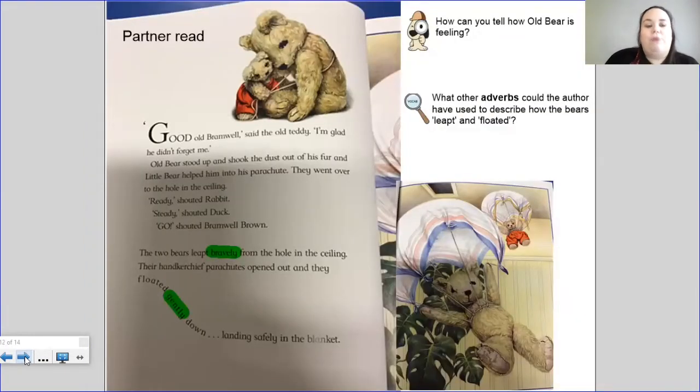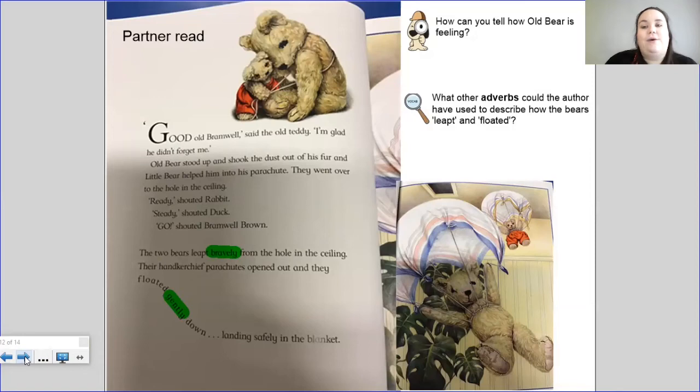Good old Bramwell, said the old teddy. I'm glad he didn't forget me. Old Bear stood up and shook the dust off his fur, and Little Bear helped him into his parachute. They went over to the hole in the ceiling. Ready, shouted Rabbit. Steady, shouted Duck. Go, shouted Bramwell Brown. The two bears leapt bravely from the hole in the ceiling. Their handkerchief parachutes opened out and they floated gently down, landing safely in the blanket.